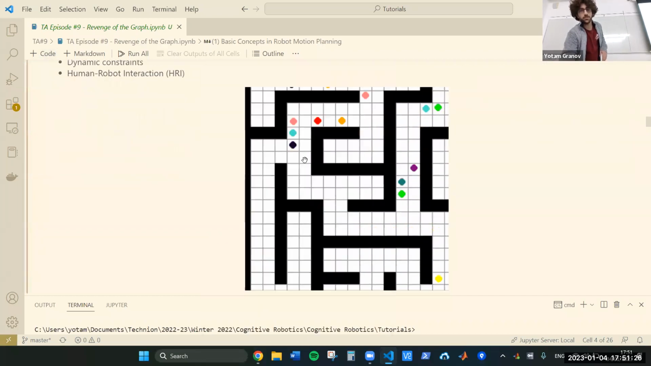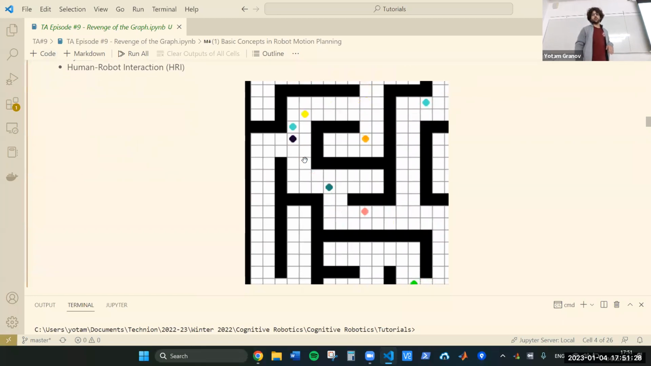This is just an example of a multi-agent pathfinding problem. They're very interesting problems, and the animations are always pretty cool to look at. So this is just one example.